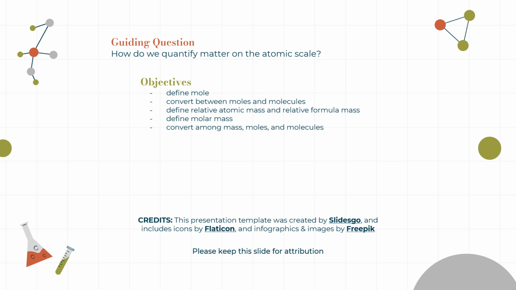And on that note, we have begun to quantify matter on the atomic scale. We talked about mole, Avogadro's number. There are 6.02 times 10 to the 23rd things in a mole. We converted between moles and molecules, relative atomic mass and relative formula mass.